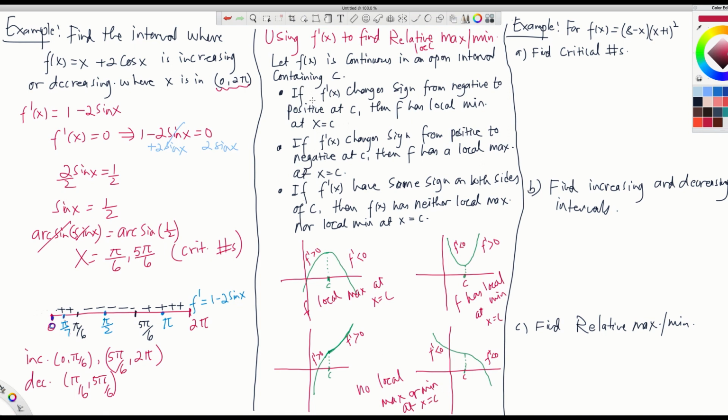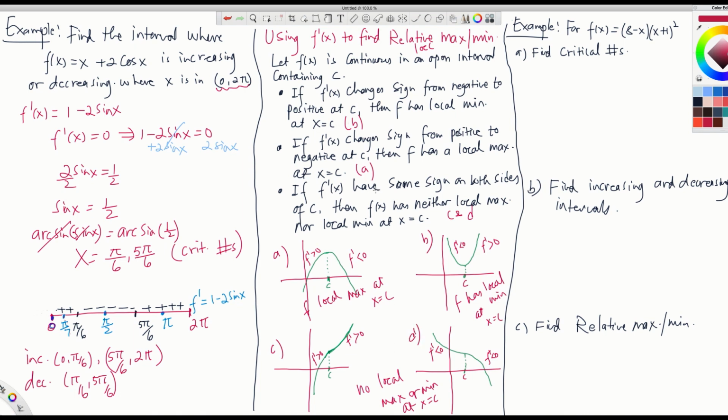Okay, let's look at this one. Let f(x) be continuous in an open interval containing c. If the derivative f prime of x changes sign from negative to positive at c, then f has a local min at x equals c. If f prime of x changes sign from positive to negative at x equals c, then f has a local max at x equals c. That's the first case. This is figure B, this is figure A. These are figures C and D.